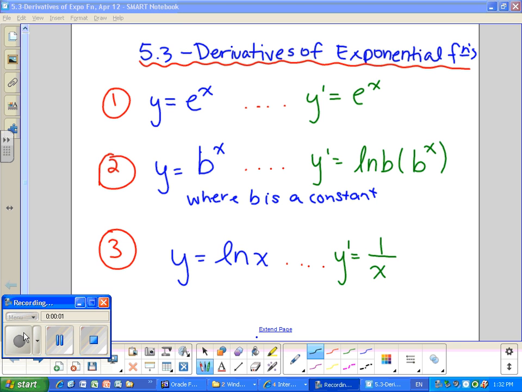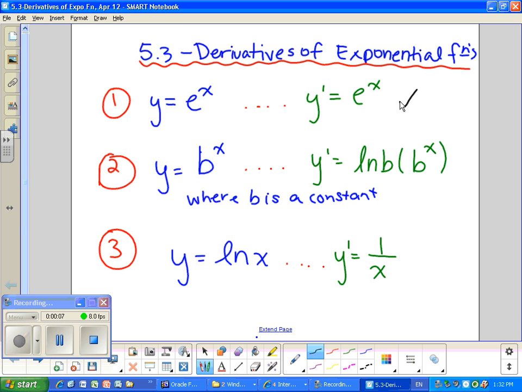All right, so here's your derivatives. Your first, e to the x. We'll have two examples to show why the derivative of e to the x is e to the x. This is the important one though, because it can be used even with e to the x, and that's how we're going to show.